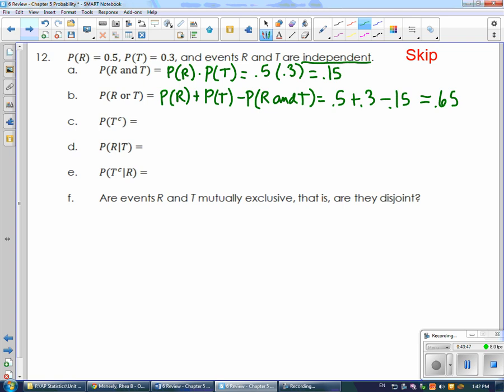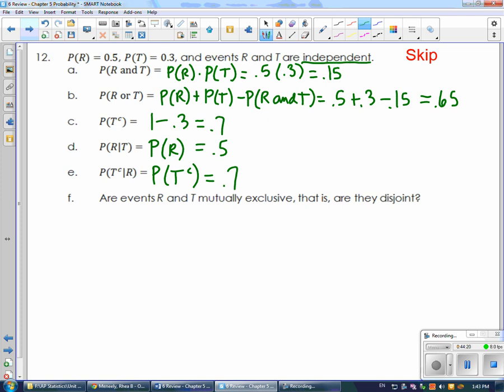The probability of not T, this is a complement rule, so it's going to be 1 minus 0.3, which is 0.7. The probability of R given T is just going to be the probability of R if the 2 events are independent, which is going to be 0.5. And if R and T are independent, it also means that their complements are independent. So this would still be the probability of T complement, which I already found in part C to be 0.7.